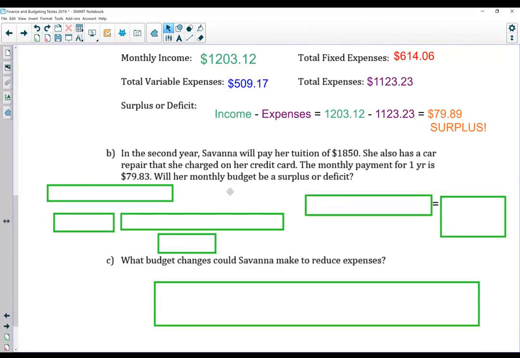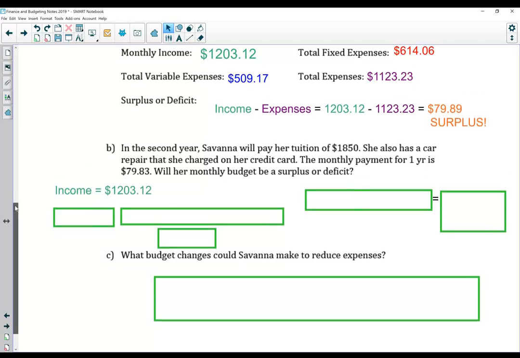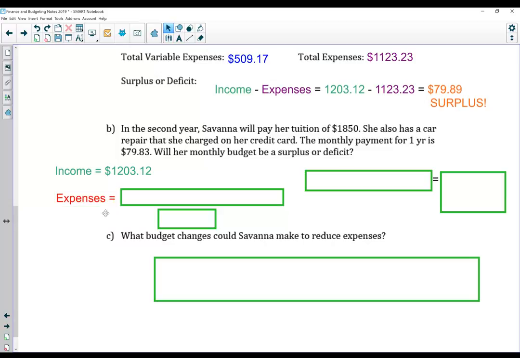So we have to take her monthly budget that we had for the first year, and we have to include some new things for the second year. So her tuition and the car repair. Okay. So her income will stay the same. We're going to assume it's the same, $1203.12. Her expenses are now going to include the $1123.23 that we had from the first year. That was the monthly budget from the first year. We're going to add her tuition of $1,850.